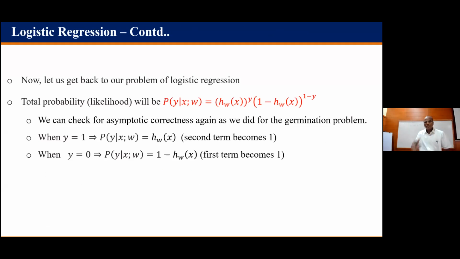Okay. So your P of now is the conditional probability P of y given x, w, which is nothing but h_w of x to the power of y, into 1 minus h_w of x to the power of 1 minus y. This h_w is basically the logistic.